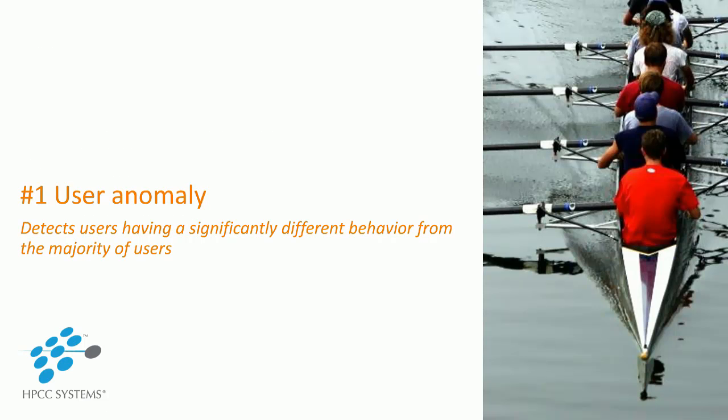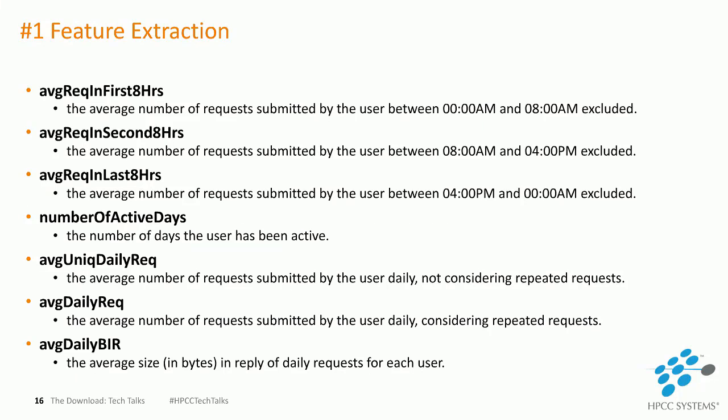Our features for user anomaly: we had 7 features. The first one was the average requests submitted by each user in the first 8 hours. The second one was the average requests submitted by each user in the next 8 hours. The third one, in the last 8 hours. The fourth feature was the number of active days, which is basically the number of days the user has been active over the month.